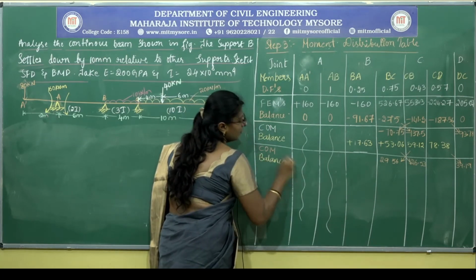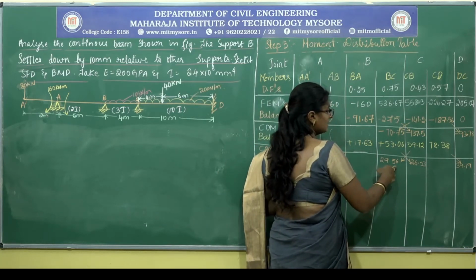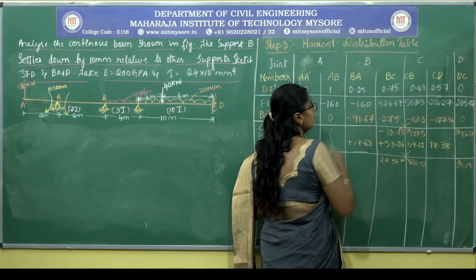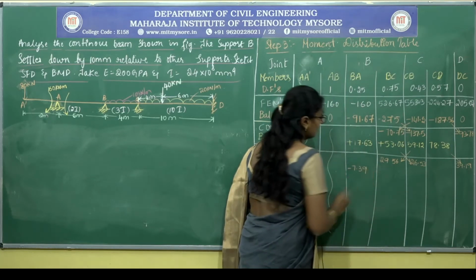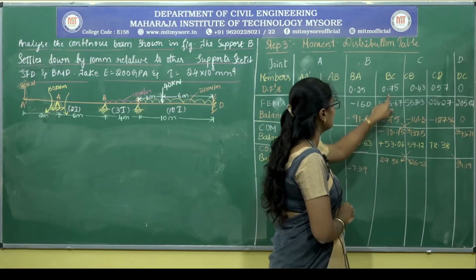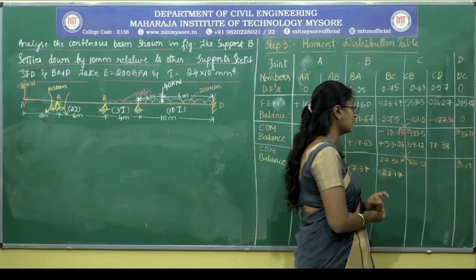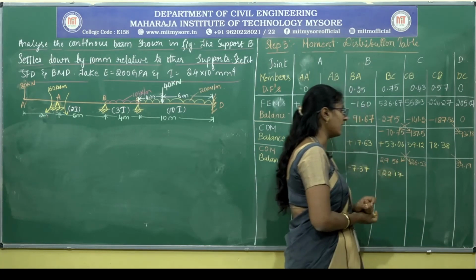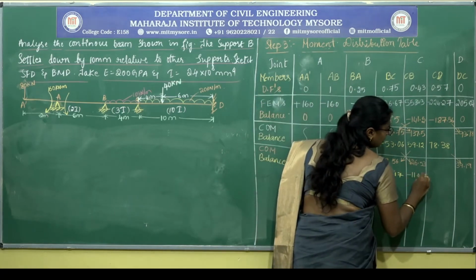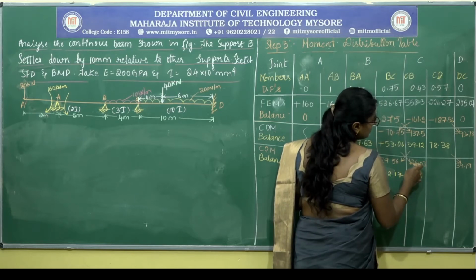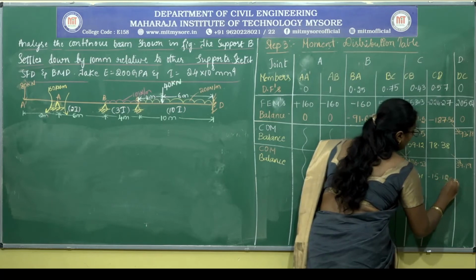Next again the balancing step. 29.56 is the unbalanced moment. To balance this, minus 29.56 into 0.25 is minus 7.39, minus 29.56 multiplied by 0.75 is minus 22.17. 26.57 is the unbalanced moment. To balance this, we consider minus 26.57 into 0.43, minus 11.41, minus 26.53 multiplied by 0.57, minus 15.12.